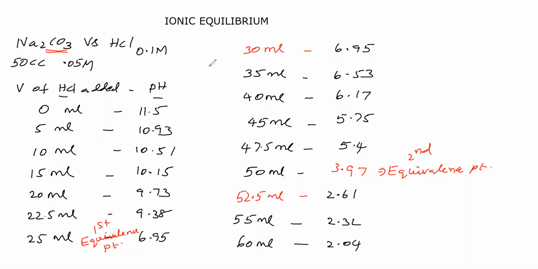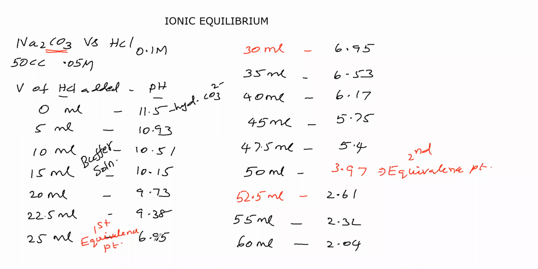Now we have calculated the pH at regular intervals. Here we calculated the pH of the solution by considering carbonate hydrolysis. In this step we have calculated pH by considering hydrolysis of carbonate. Next, here we have calculated pH by considering a buffer solution.